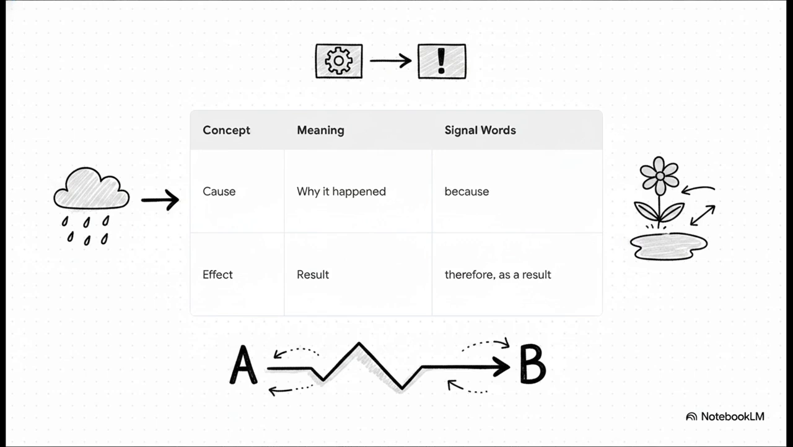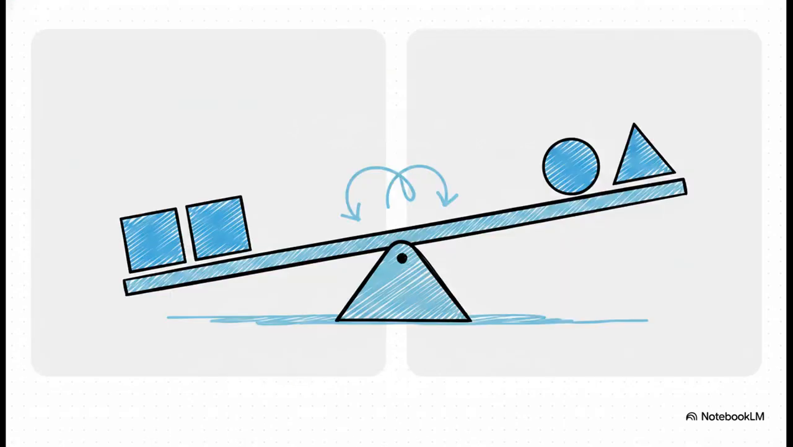Next up is cause and effect. Now, what's really interesting here is how this structure shows the relationship between why a storm happened, that's the cause, and the puddle it leaves behind, the effect. To spot this in the wild, you'll want to scan for signal words like because, therefore, and as a result. When you see these linking two ideas together, boom, you instantly know the author is connecting a specific action straight to its direct consequence.